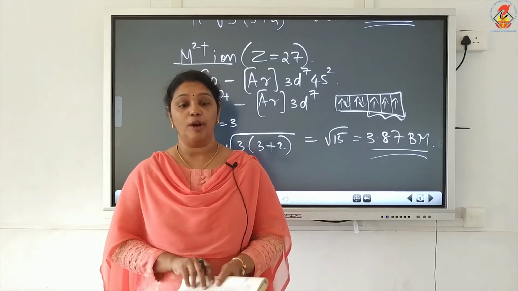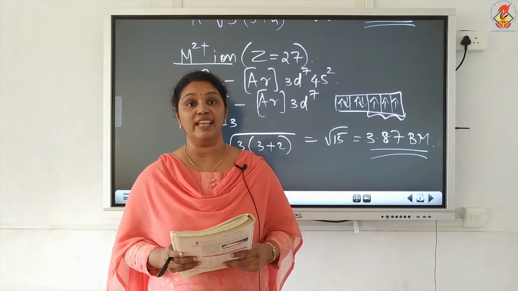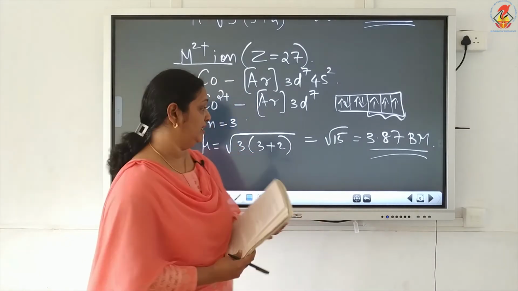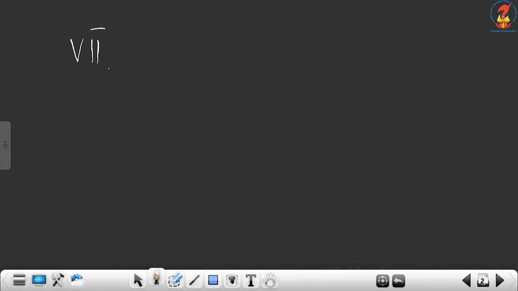Now the next property is property number 7, that is the catalytic properties of transition elements. So property number 7 is catalytic properties.